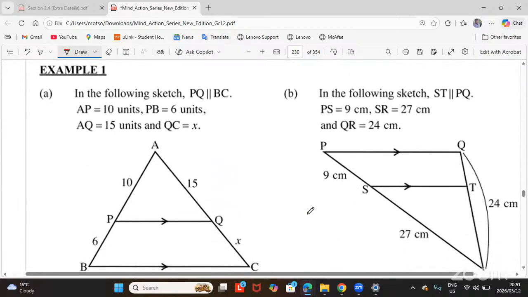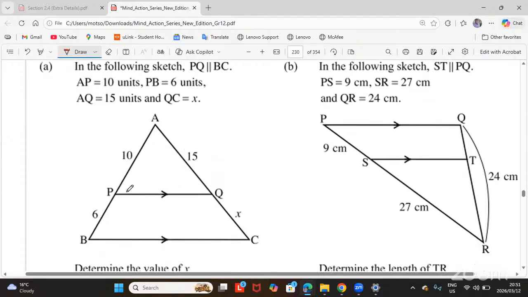We have got example one here. We are given a triangle. I would always advise you to read the statement that you are given, just to highlight some data. They are saying the following sketch. We are given that PQ is parallel to BC in this triangle. What does that imply? That implies the proportionality theorem is applicable. Perfect. Now, we are given AP as 10 here.